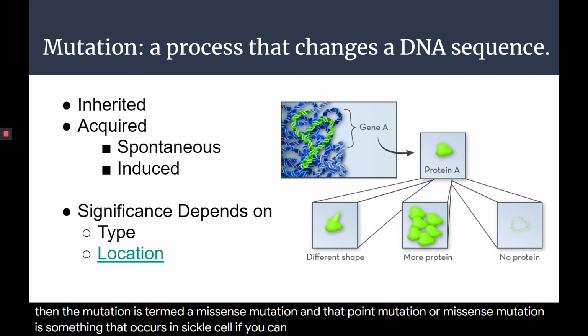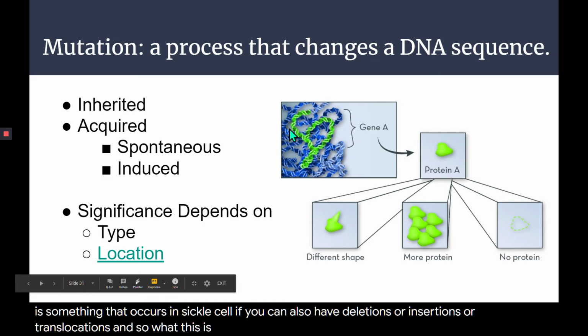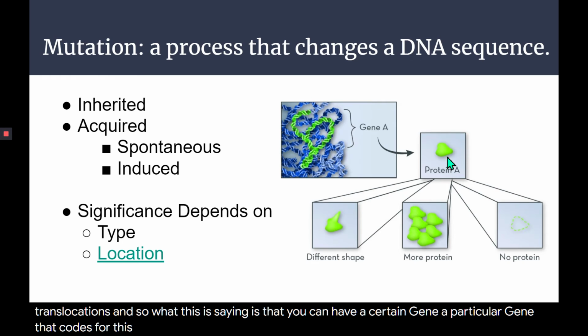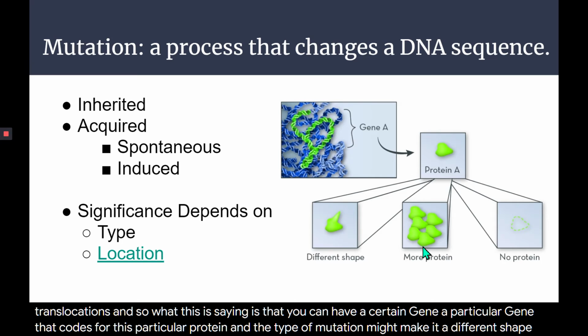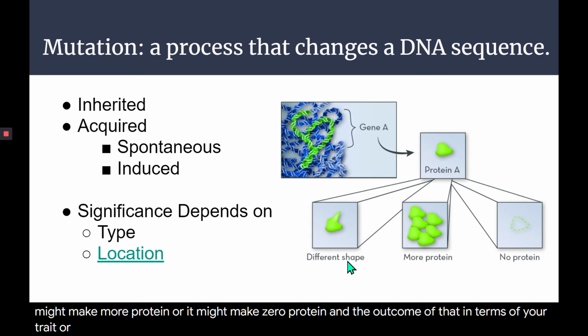You can also have deletions or insertions or translocations. And so what this is saying is that you can have a particular gene that codes for this particular protein, and the type of mutation might make it a different shape. It might make more protein, or it might make zero protein. And the outcome of that in terms of your trait or disease status is going to be very different, right?